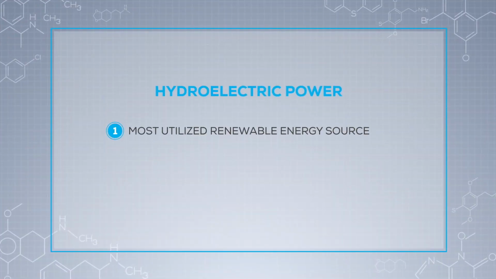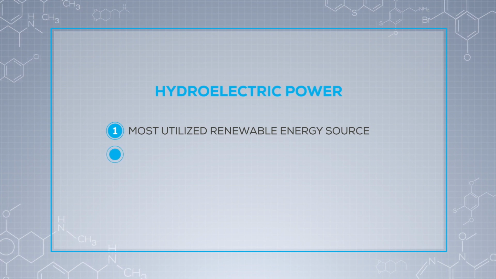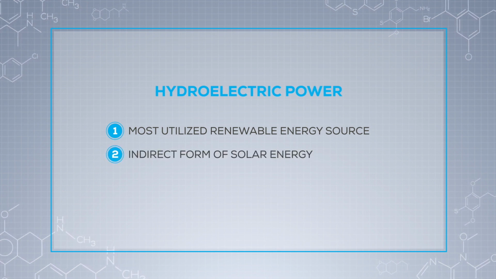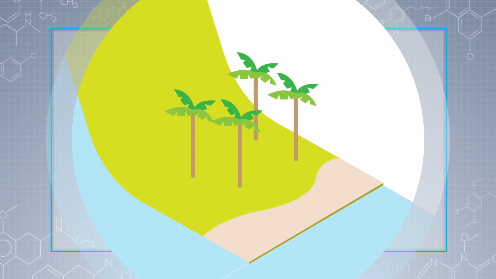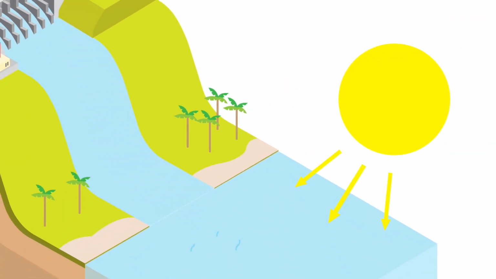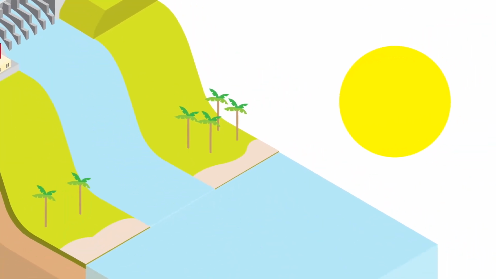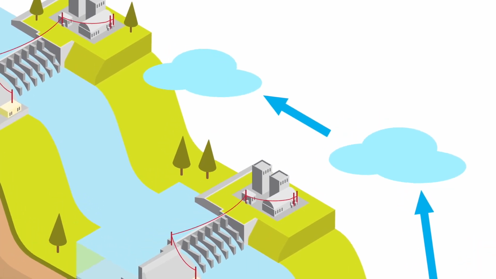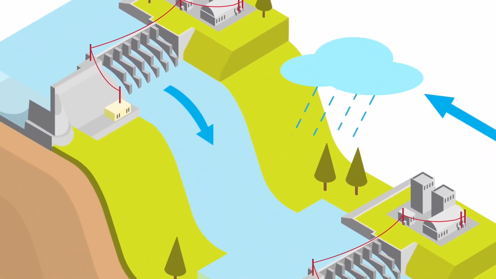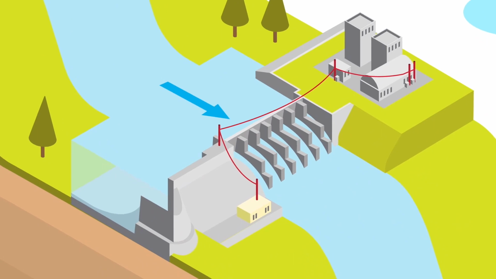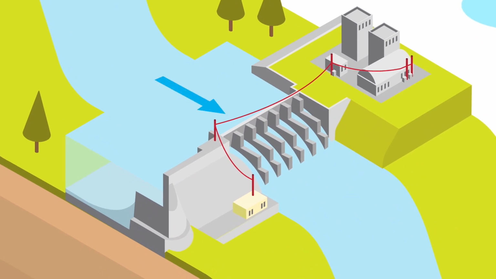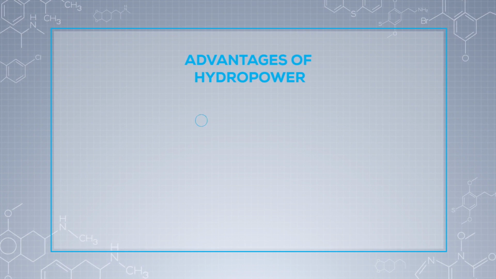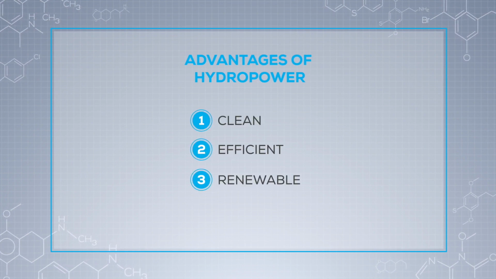Hydroelectric power is the world's most utilized renewable energy source. Hydroelectric power is really an indirect form of solar energy because the sun's energy evaporates water from the oceans. That water forms clouds and then falls as rain and runs down streams and rivers. A hydroelectric power plant taps the energy in the moving water to generate electricity. The advantages of hydropower are that it is clean, efficient, and renewable.